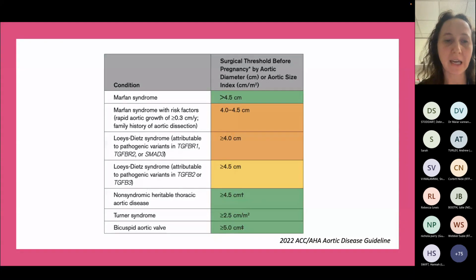And just to highlight what is new, is that in patients with Loeys-Dietz syndrome, we should also advise against a pregnancy and offer prophylactic aortic surgery in patients with, as listed here, 3 mutations: TGFBR1, TGFBR2, and SMAD3.